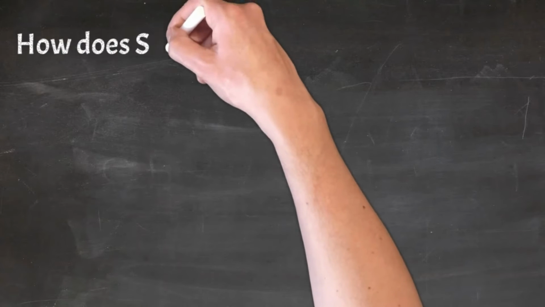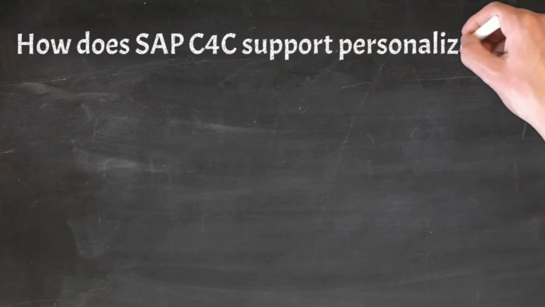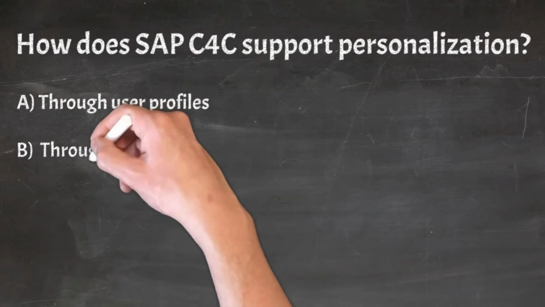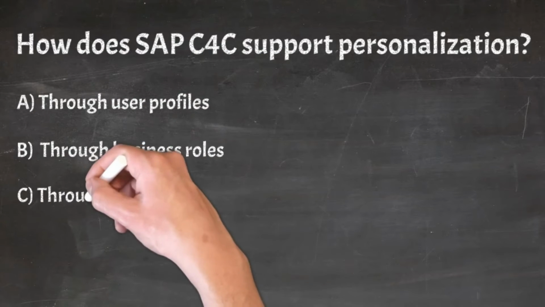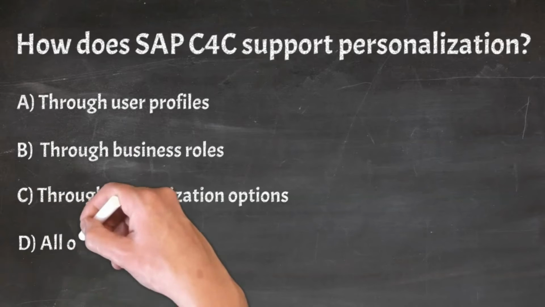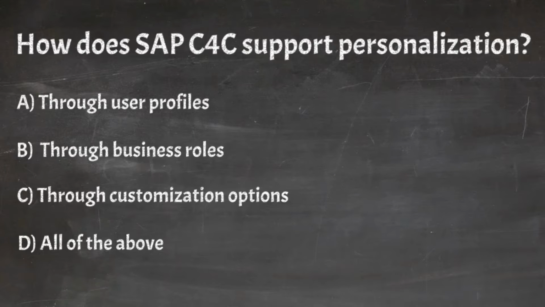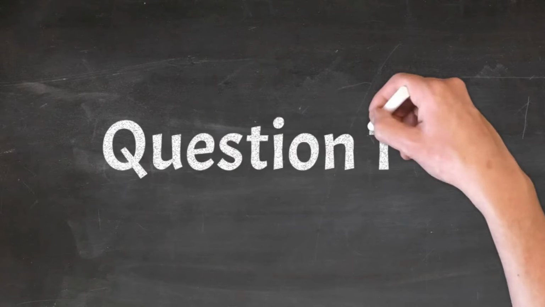Question 10. How does SAP C4C support personalization? A. Through user profiles. B. Through business roles. C. Through customization options. D. All of the above. Correct answer D.